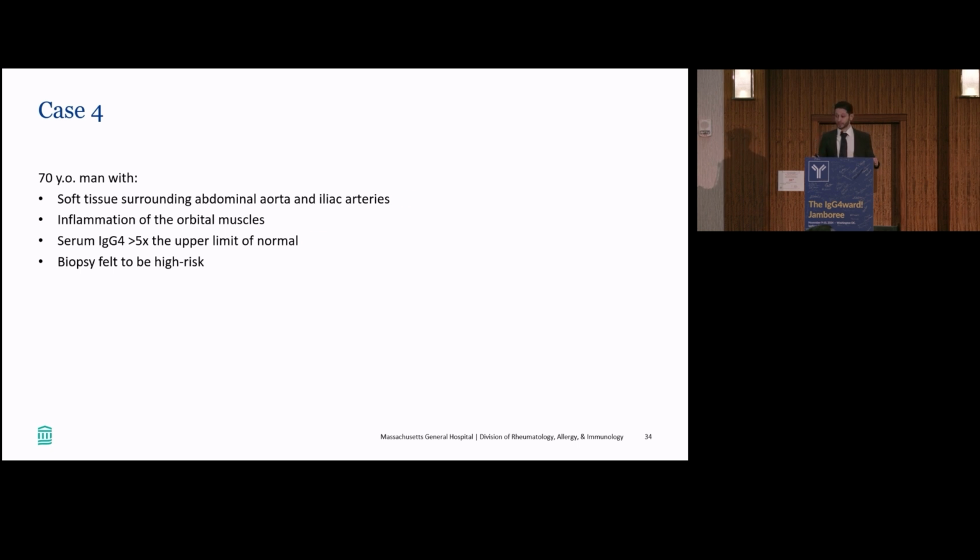Well, let's apply the classification criteria here. We get 8 points for the retroperitoneal fibrosis, 11 points for the extremely high serum IgG4 concentration, and again, the patient has 19 points. Does not fulfill classification criteria for IgG4-related disease.